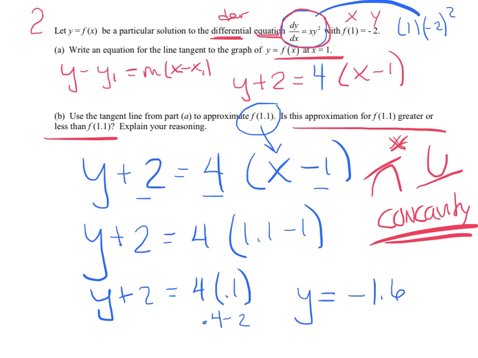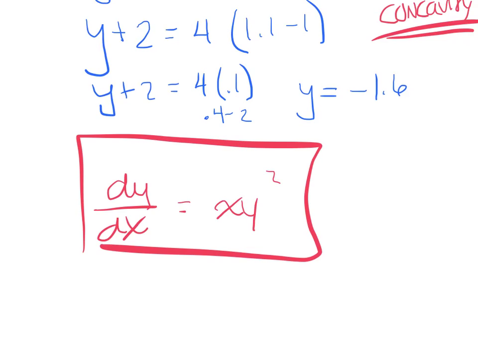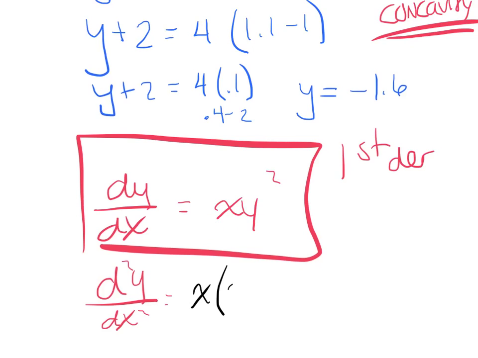So dy dx equals xy squared. Now remember, this is the first derivative. All we're going to do is take its derivative to get our second derivative. And as I read this, it says x times y squared, so make sure you go product rule. First, 2y dy dx plus y squared times 1, of course.